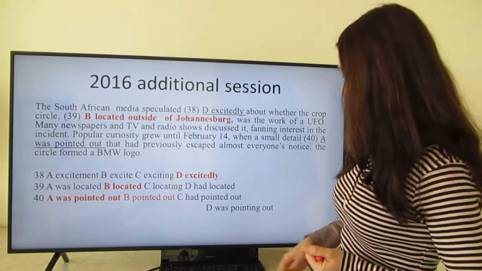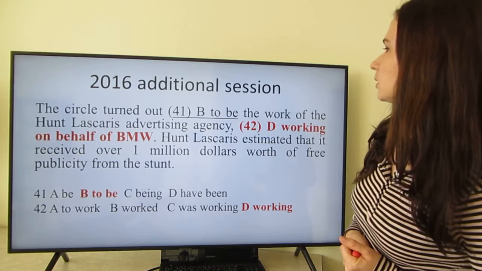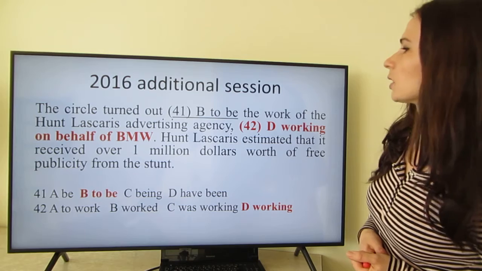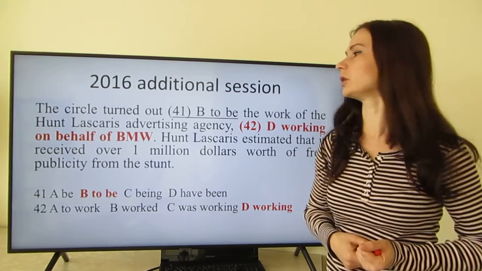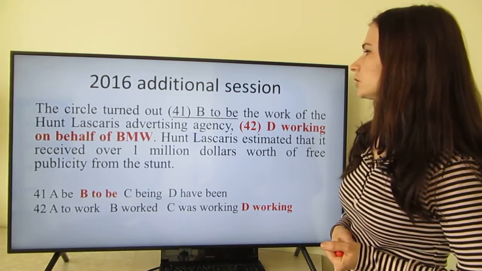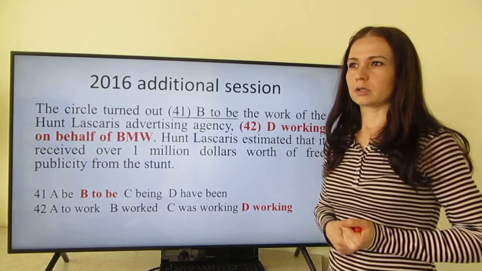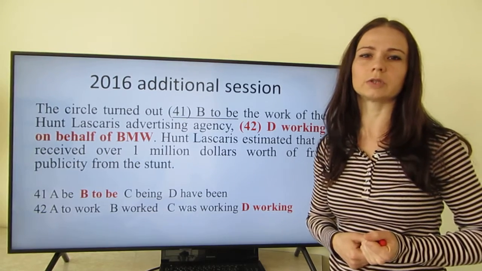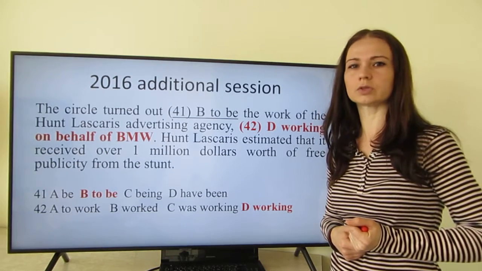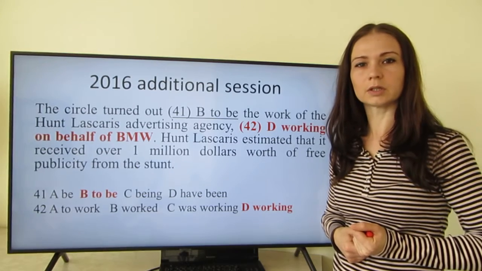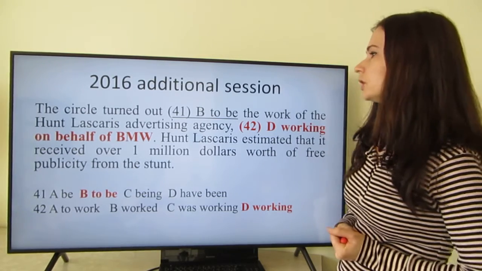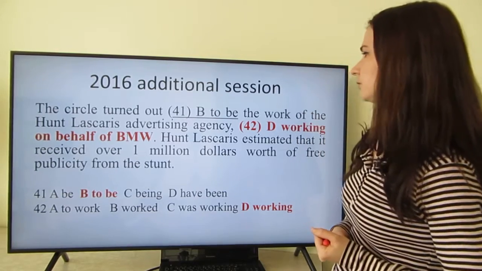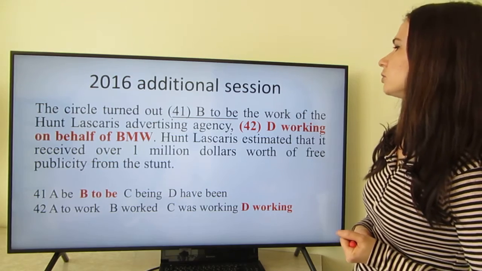The circle turned out to be the work of the Hunt Lascaris advertising agency working on behalf of BMW. Gap 41, turned out to be, it's about verb patterns. You need to know which verbs are followed by ing forms, by infinitives, or by bare infinitives, infinitives without to. So turn out is always followed by to infinitives. The circle turned out to be.